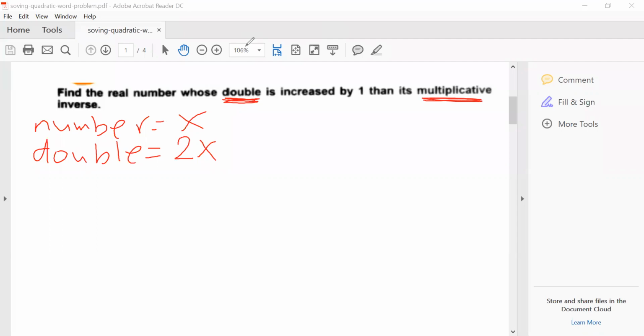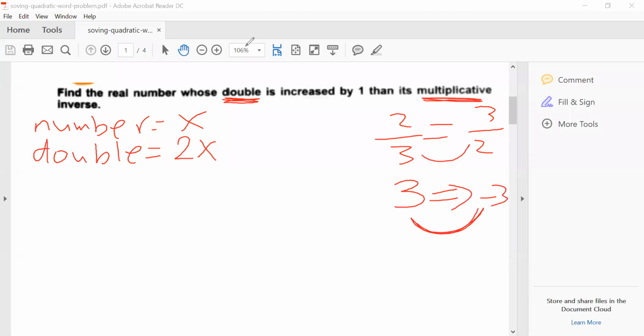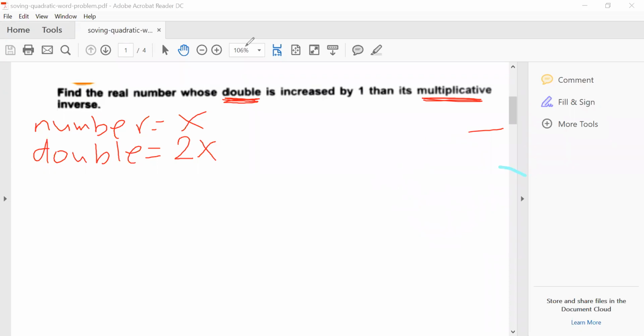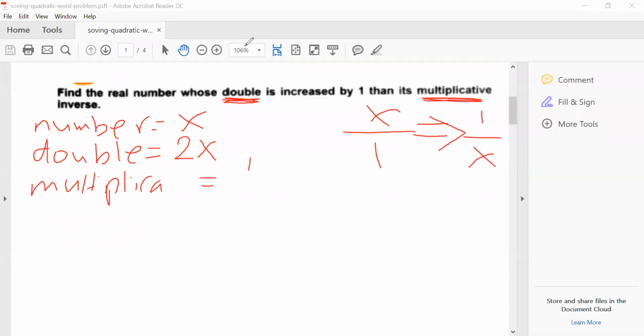And I have another expression, the multiplicative inverse of the number. I forgot to revise the multiplicative inverse. Multiplicative inverse means changing the places. If I have 2/3, its multiplicative inverse is 3/2. But when I say 3, its additive inverse is -3. The additive changes the sign, the multiplicative changes the places. Okay? So what is the multiplicative inverse of x? The x is like x over 1. If I want to change the places, it will be 1 over x. So the multiplicative inverse of the number is 1 over x.